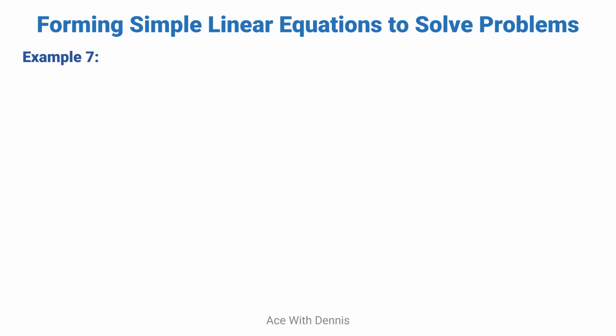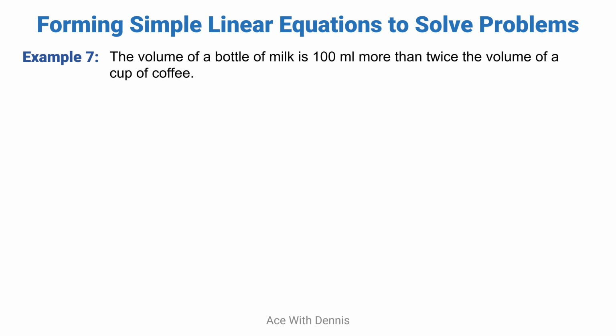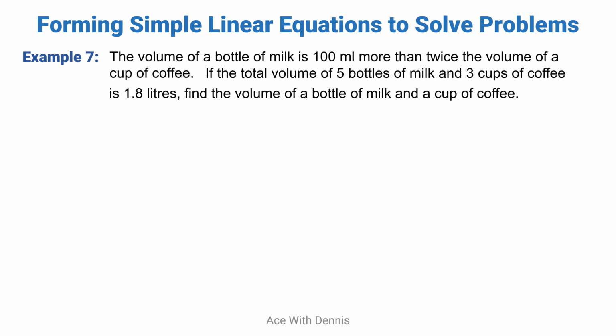Example 7. The volume of a bottle of milk is 100 ml more than twice the volume of a cup of coffee. If the total volume of 5 bottles of milk and 3 cups of coffee is 1.8 liters, find the volume of a bottle of milk and a cup of coffee.